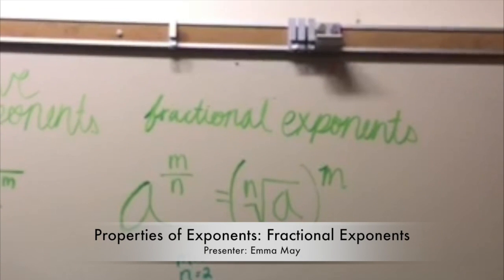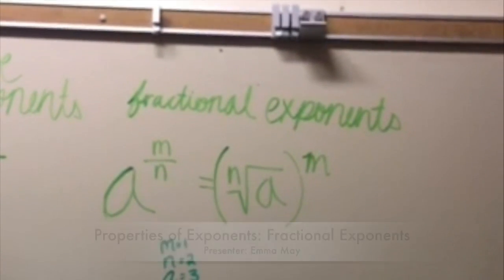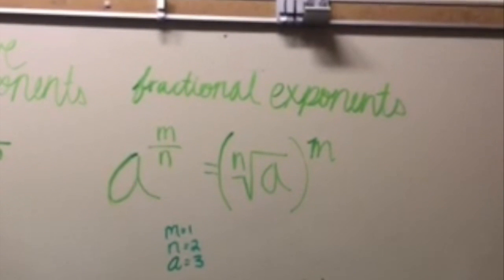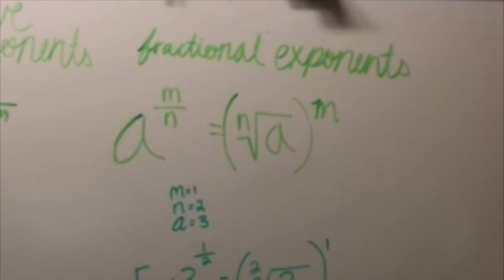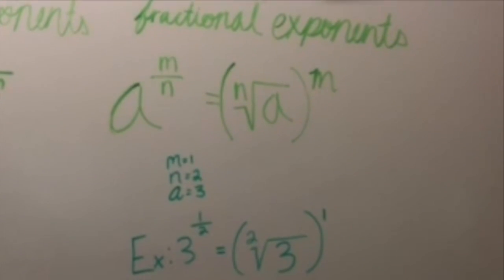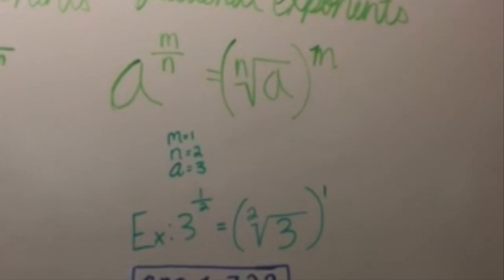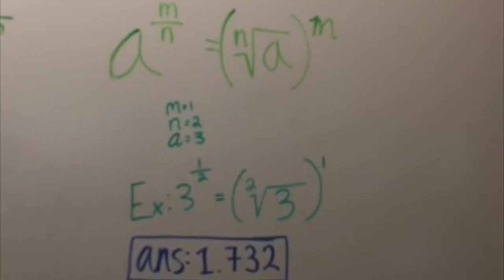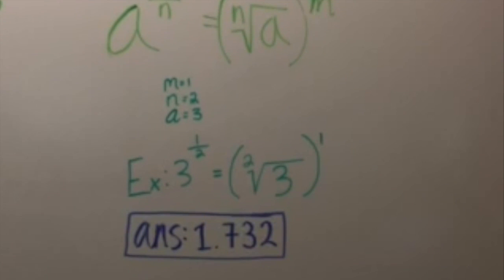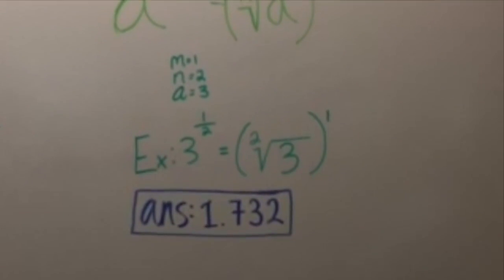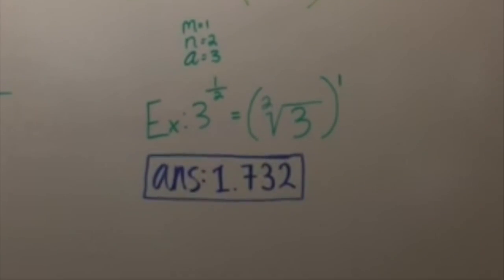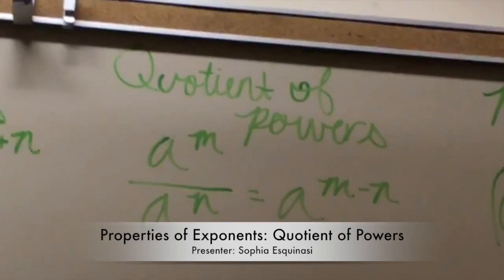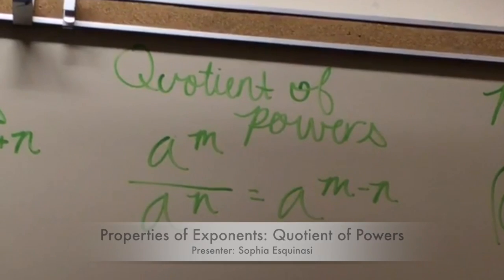Okay, our first property of exponents are fractional exponents. So the rule for this is a to the m over n equals the nth root of a to the m. Using this problem as an example with m equal to 1, n equal to 2, and a equal to 3, then it would be 3 to the 1 over 2 equals the square root of 3 to the 1. And the answer to that is 1.723.